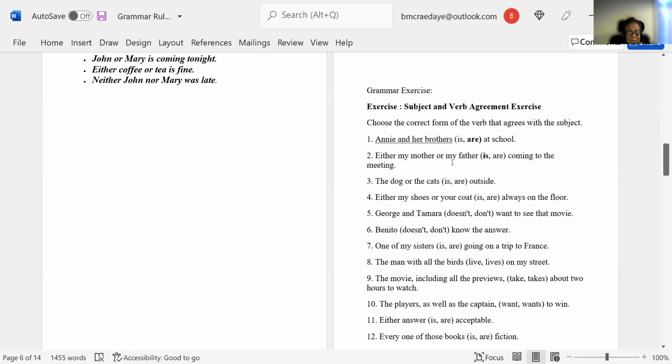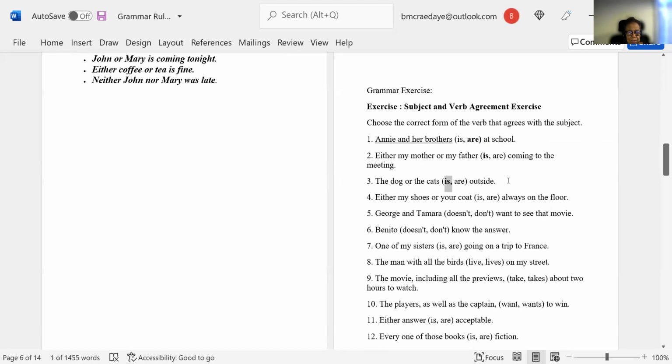Okay, the next one is a or. And remember, the or is a singular subject. And you must use a singular verb. So the dog or the cats is outside. The dog is outside, or the cats is outside. Right?